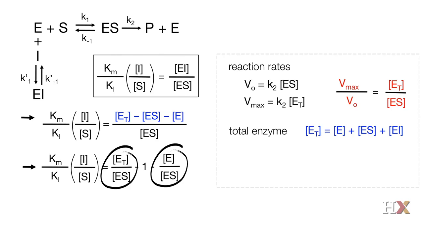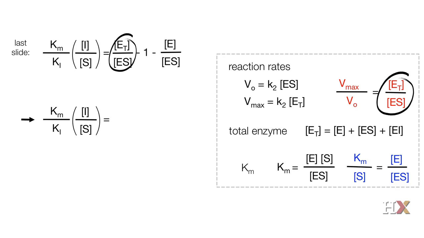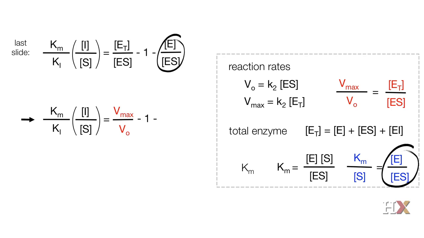Remember that if we calculate the ratio between Vmax and V0, it is in fact the concentration of total enzyme divided by the concentration of enzyme substrate. So this ratio in our equation can be replaced by Vmax over V0. Now when we express Km, we can rearrange the equation for Km and say that Km over the concentration of substrate equals the concentration of free enzyme divided by the concentration of enzyme substrate. Now we can replace this ratio in our equation by Km over the concentration of S.